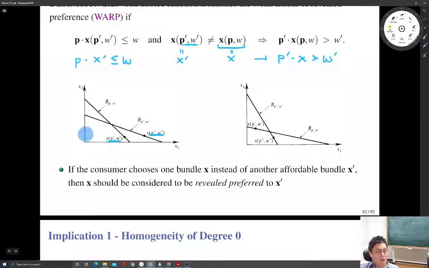But under the new budget set, the two bundles were affordable, and we observed that the consumer chose this one rather than this one. It means this bundle, let me call it x prime, and let me call this one x, we can say x prime is revealed preferred to x. So we obtain this preference ranking.